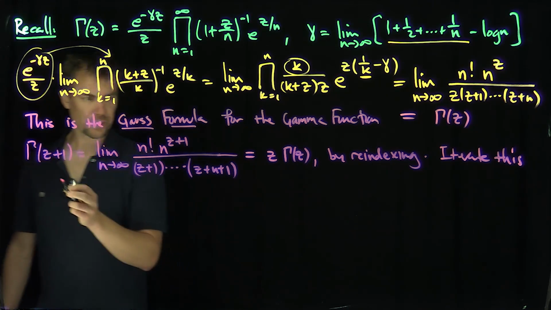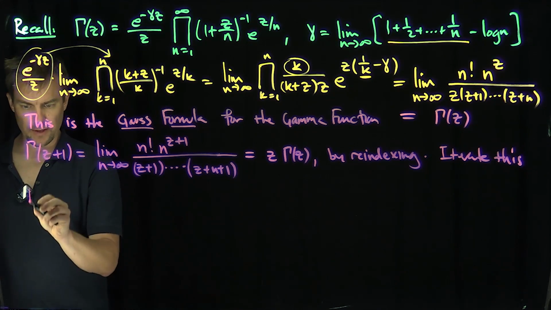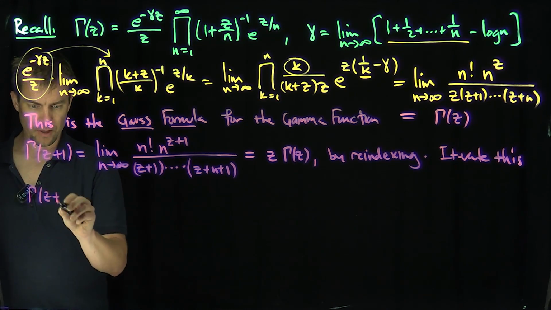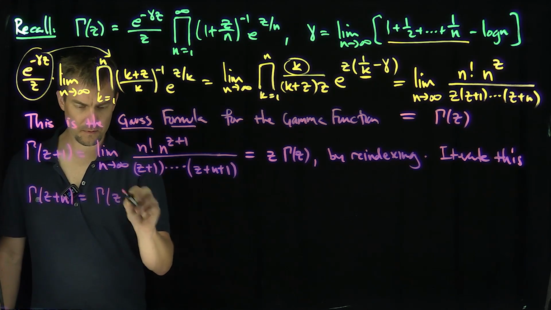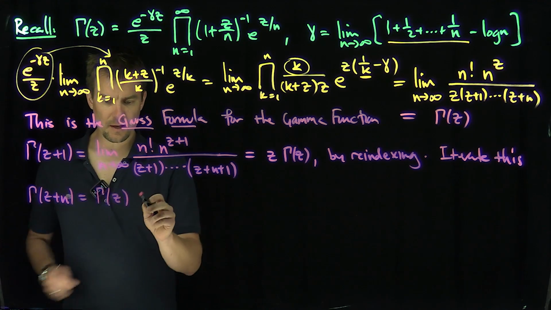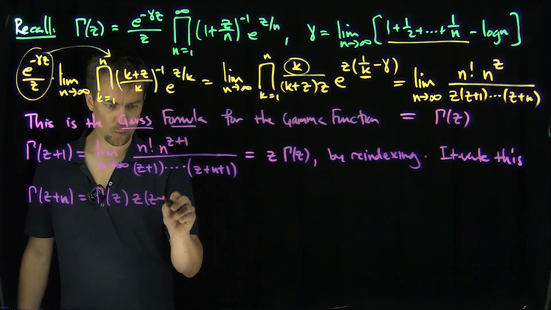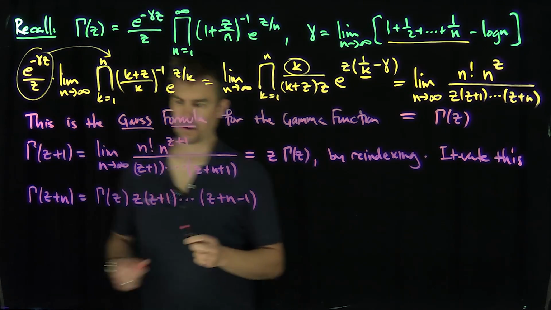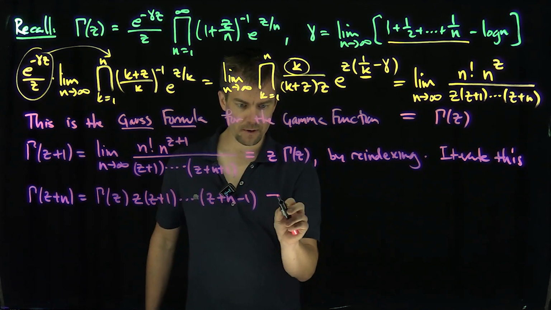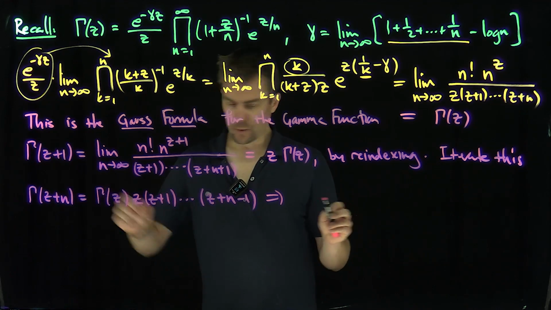If we iterate this, what's going to happen over here? We're going to get gamma of z plus n is going to be gamma of z times what? Gamma of z times z, and then z plus 1, all the way down to z plus n minus 1 over here. And oftentimes this is written the following way, in the reverse order.